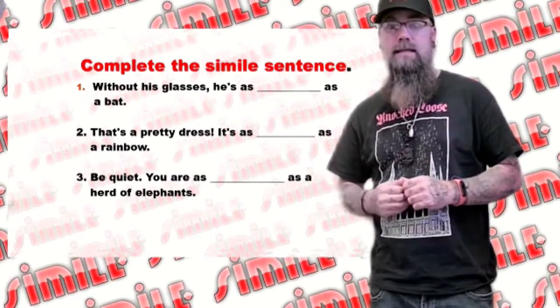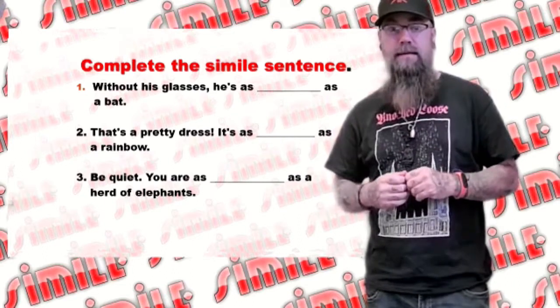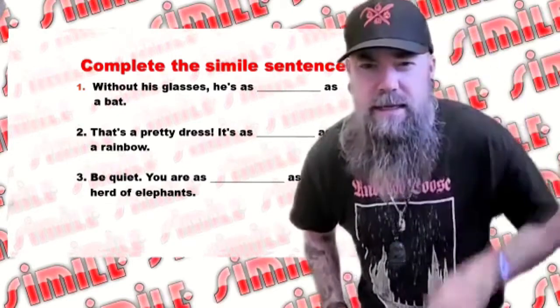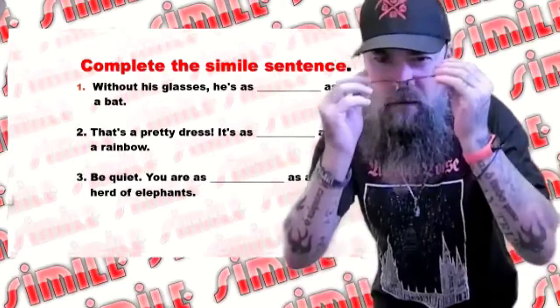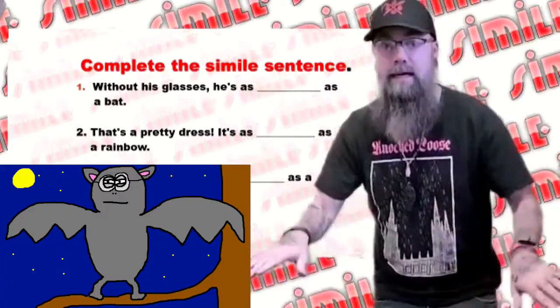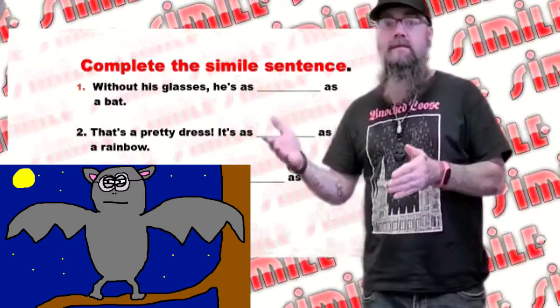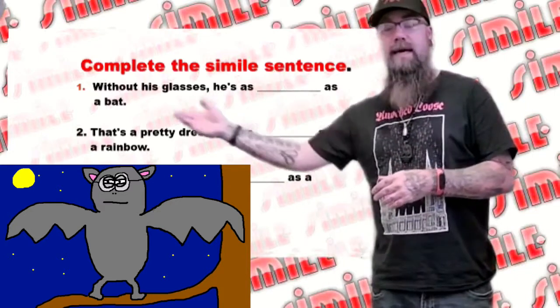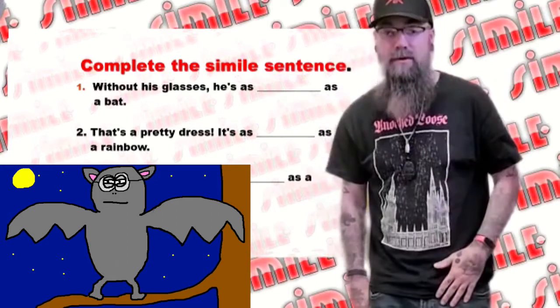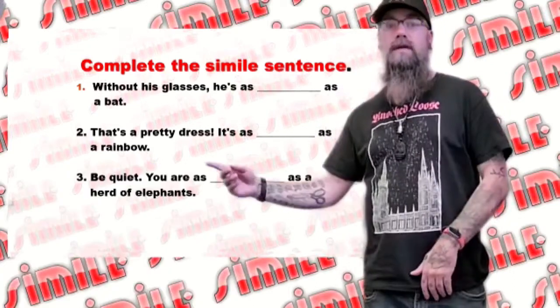Without his glasses, he's as blank as a bat. Well, if I didn't have my glasses, wait, I can't see you anymore. Let me put these back on. Aha! Without his glasses, he's as blind as a bat. Simile, the way he sees without a bat, because a bat can't see so good. Without my glasses, I can't see so good either. Let's go over the next one.